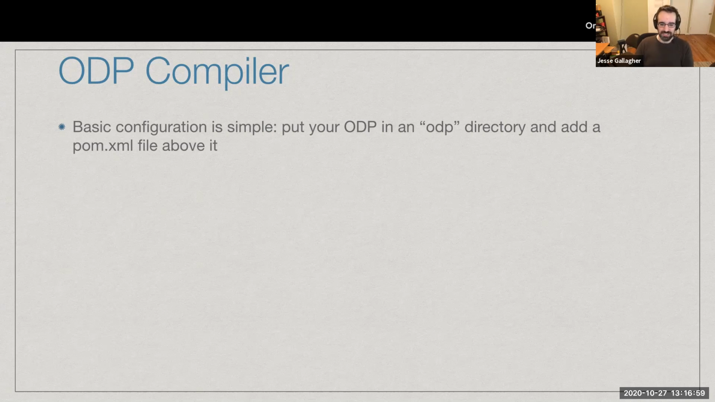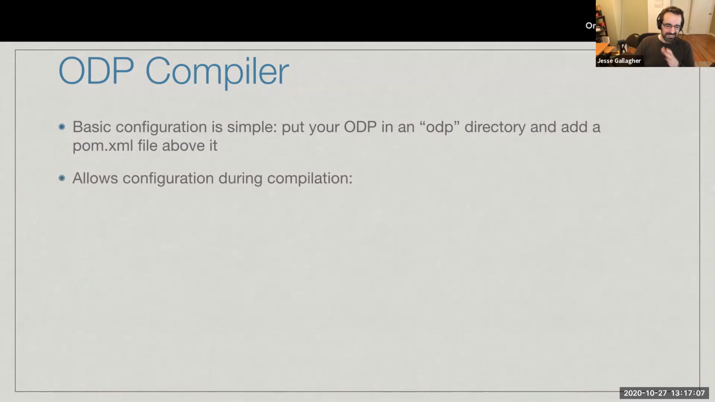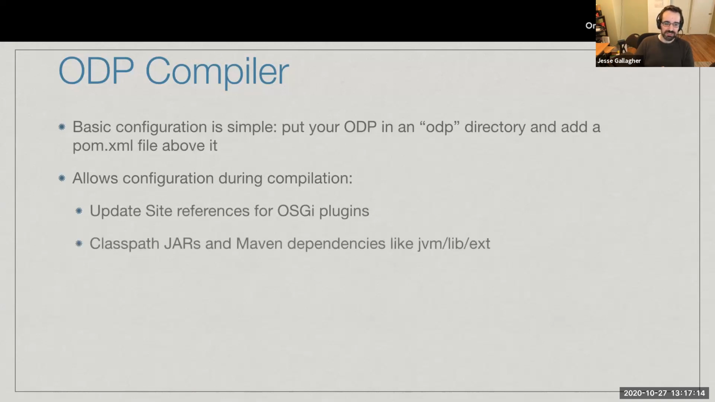So it's meant to take something that already exists with nothing special and then add a little wrapper around it. This allows a little bit of configuration while you're compiling it too, which is something that you don't necessarily get out of Designer. So as I showed earlier, you have update site references for OSGi plugins. You can point to classpath jars and Maven dependencies.